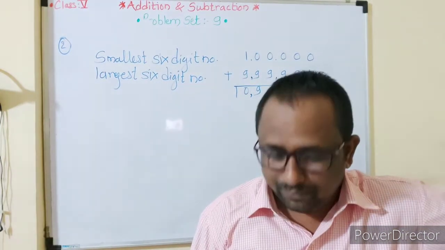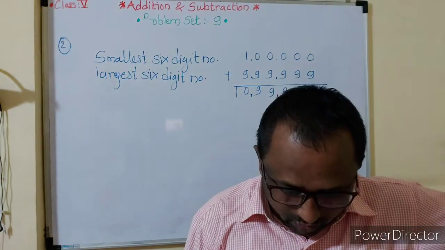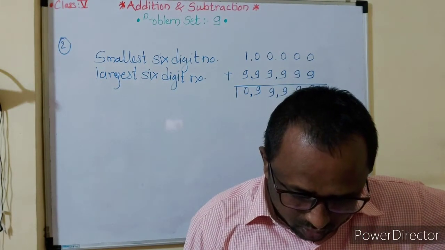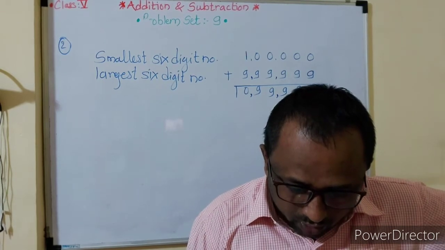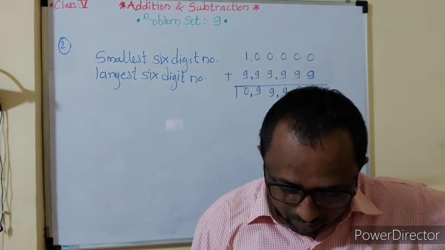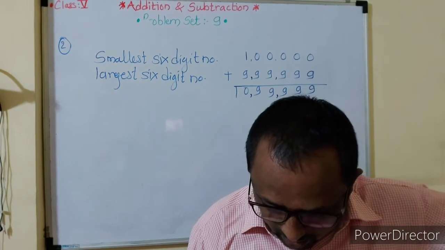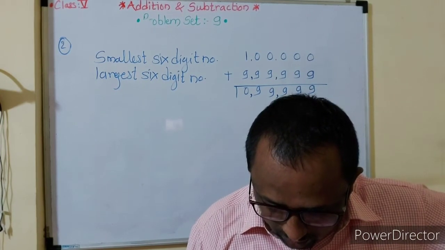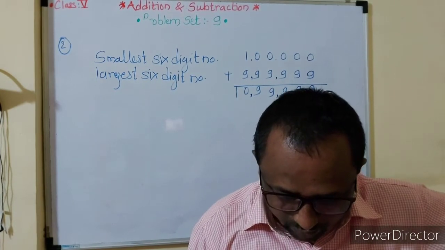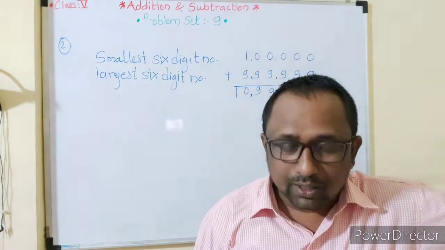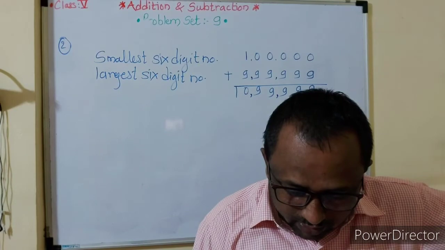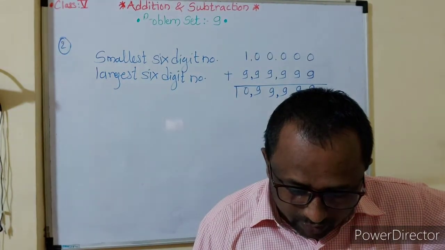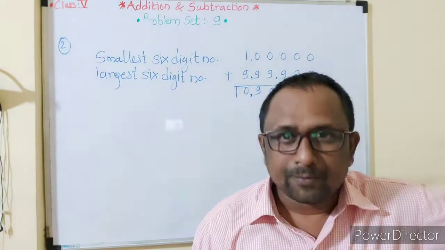The third one is: Surekha Tai bought a tractor for rupees 8 lakh 7,957 and a thresher for rupees 32,609. How much money did she spend altogether?